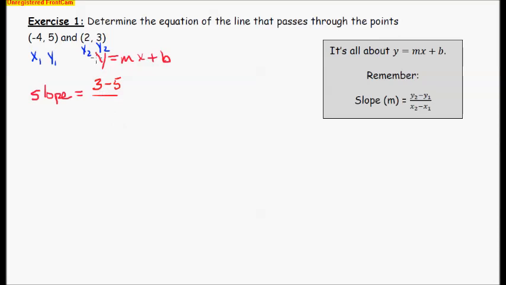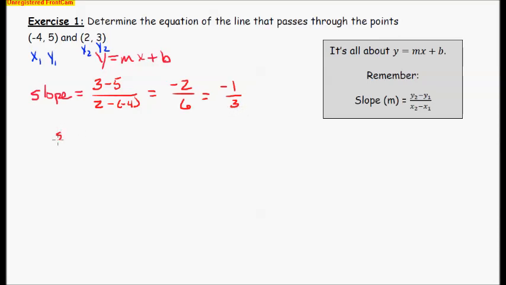And I'm going to put it over x sub 2, which is 2, minus, now be careful here, there's a minus sign already in this equation, and then there's a negative sign there, so look at how I write it. I write that 4 with a negative sign, and I put it in parentheses there. So 3 minus 5, that is a negative 2. 2 minus a minus, that is actually 2 plus, so I get a 6. And I can reduce, so that is going to be negative 1/3. So there is my slope.